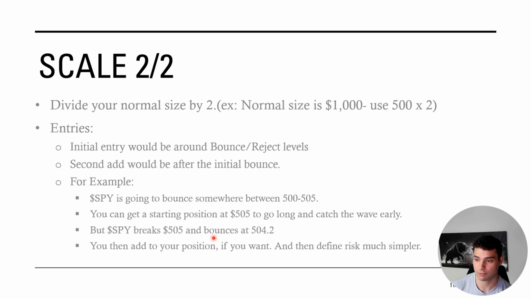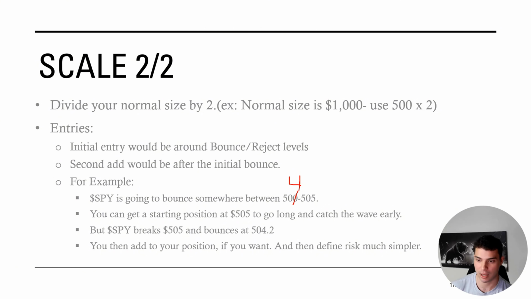But SPY breaks 505 and bounces at 504.2. My bad. I meant to put a 4 here. Let's change this into a 4. There we go. Now you guys know. 504 to 505. Sorry, that was such a wide range. 504 to 505. It's expected to bounce at this level. But SPY breaks 505 and bounces at 504.2.